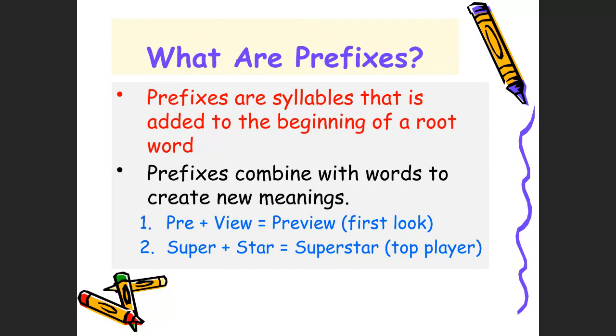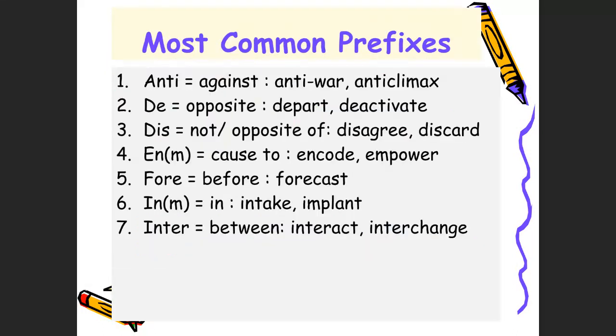So now we have to work with the most common prefixes. We have a list of 20 most common prefixes, but we are going to work with 7 first, yeah? These are the most common prefixes. It's anti, that means against, yeah, en contra. For example, anti-war, anti-climax, yeah, that is against.